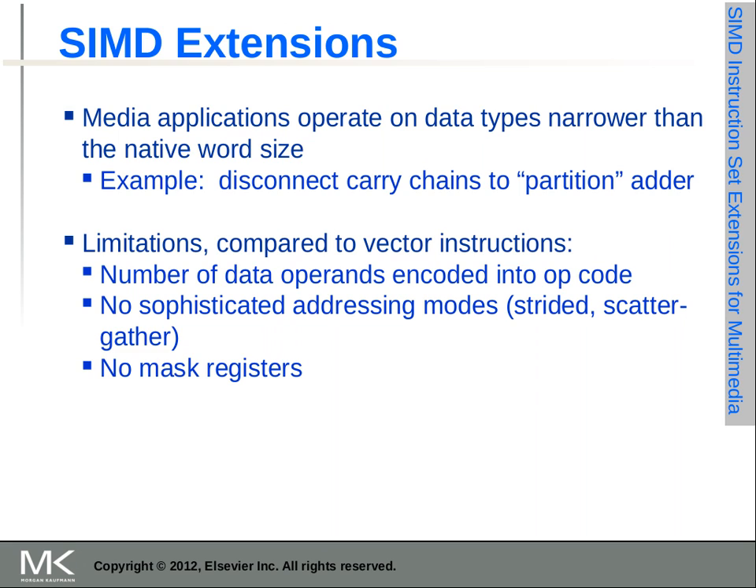But there are 4 separate numbers contained inside that 32-bit register. So what the original SIMD did is you were able to basically treat the integer registers as a color value, 4 separate 8-bit integers, and then do different operations: add, subtract, multiply, divide. Number of data operands encoded into opcode. No sophisticated address. No mask registers.